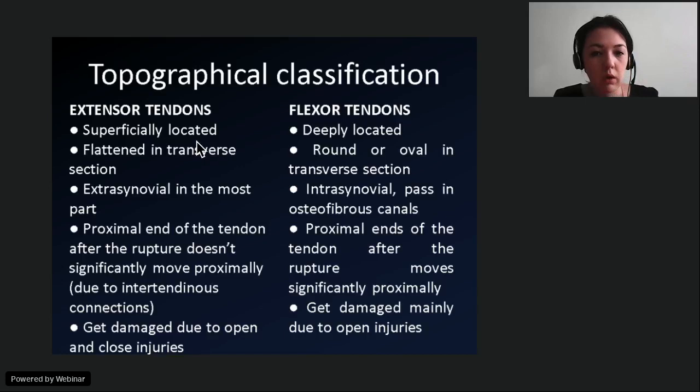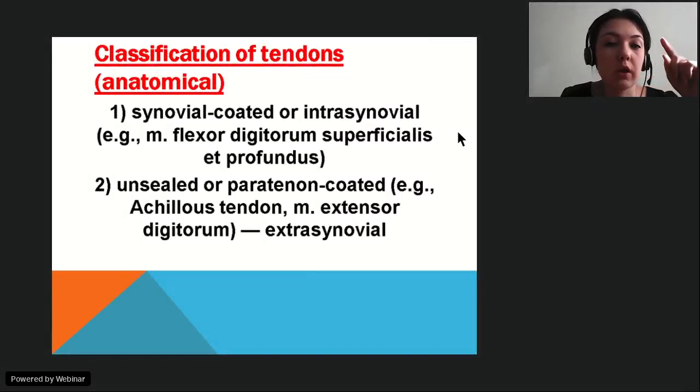Okay, so let's continue. Due to the anatomical structure, all the tendons are divided into synovial coated or intrasynovial tendons, like for example the tendons of musculus flexor digitorum superficialis and profundus, and unsealed or peritendon coated tendons, such as the Achilles tendon and the musculus extensor digitorum, so they are extrasynovial.